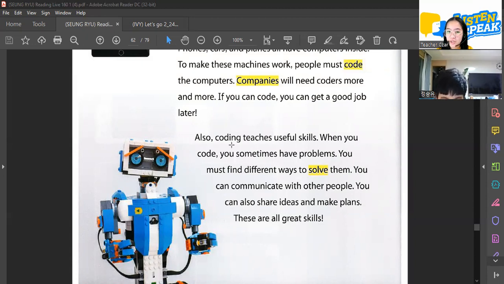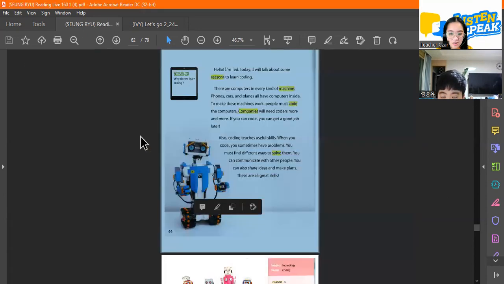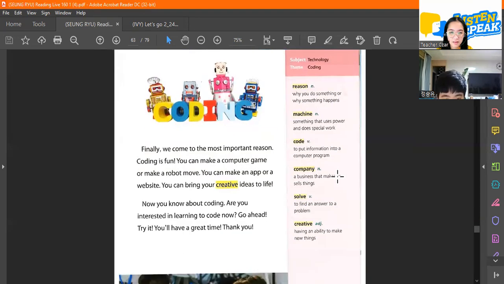So on the other hand, coding also teaches us useful skills. Because if you are coding, you sometimes solve problems. And also you must find different ways to solve those problems. In coding, you can also communicate with other people, and this also enhances your skill by interacting with other people. That's why coding is a really great skill. So now let's try to have the last one.